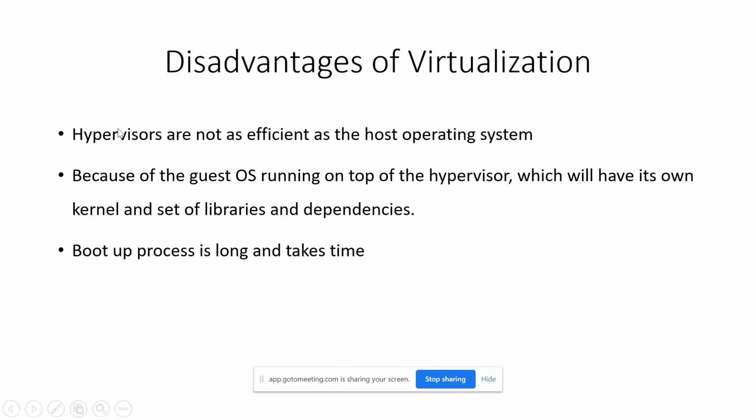This is because the guest OS running on top has its own kernel and set of libraries and dependencies. What does that mean? Suppose I have a Windows machine and I am building a Linux machine on top of it using a hypervisor. This Linux machine by default will need its own kernel and its own OS. We need to put in a separate OS, and it will occupy some space, right? Those are overheads for us. And the boot-up process is long, it takes time. Also, suppose we allocate some space for a different machine, even if you don't use it, the resource is still there. You cannot get it back if you are not using it.